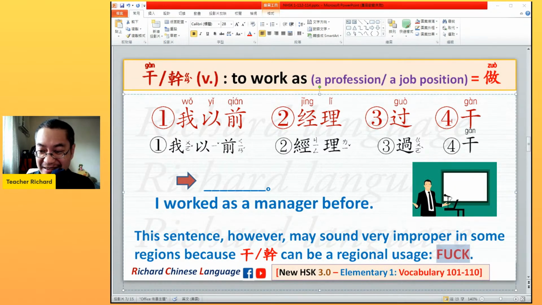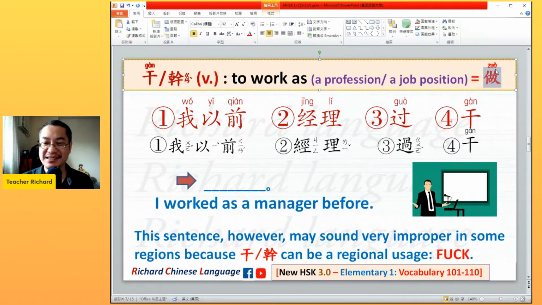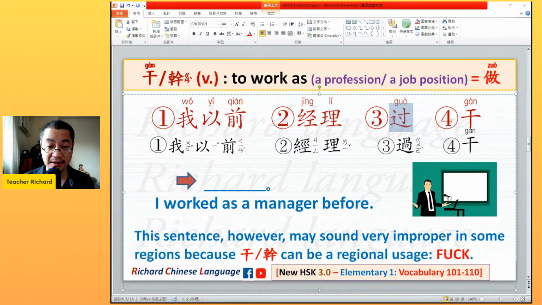Okay, understand, okay. So you just say 我以前做过经理. Okay, that sounds good. That sounds okay. So the best way to say it is 我以前做过经理. Okay, that won't cause any misunderstanding. Okay, understand? Hopefully don't use it in sentences. Try your best, because sometimes it means fuck.